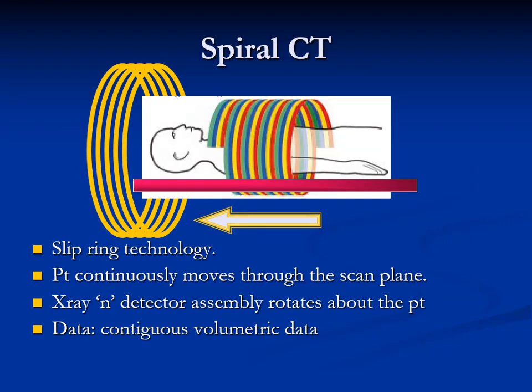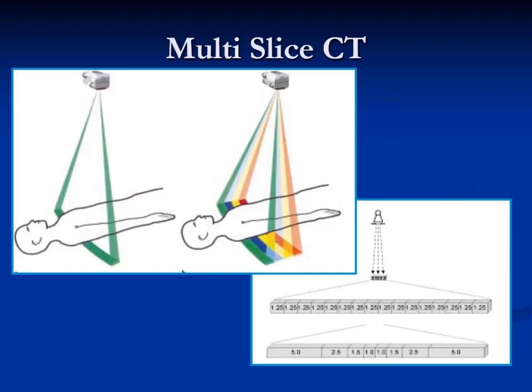Spiral CT, slip ring technology. The patient continuously moves through the scan plane while the X-ray and detector assembly rotates about the patient. Data: contiguous volumetric data. Multi-slice CT.